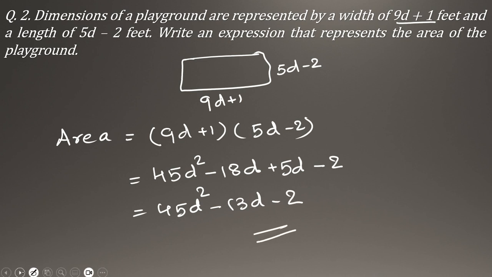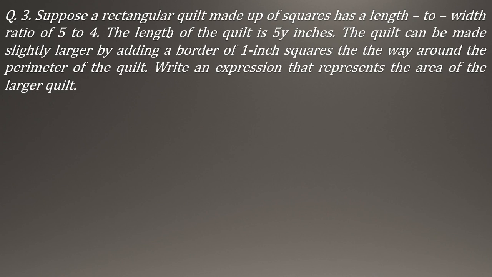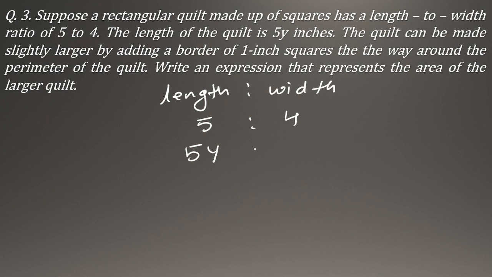Okay. Now another question can be: suppose a rectangular quilt made up of squares has a length to width ratio. See here they are giving us the ratio, length to width. The ratio is 5 to 4. The length of the quilt is 5y. So what will be the width of the quilt? It will be 4y, because the ratio is 5 is to 4. If they say the ratio is 5 is to 8, then it will be 8y.